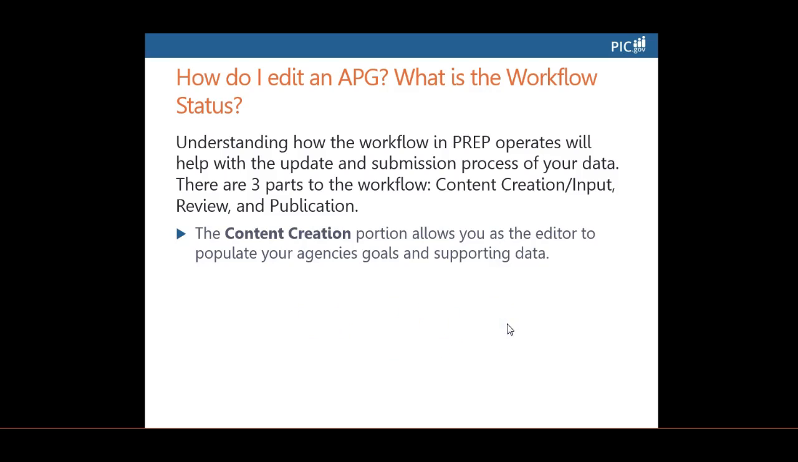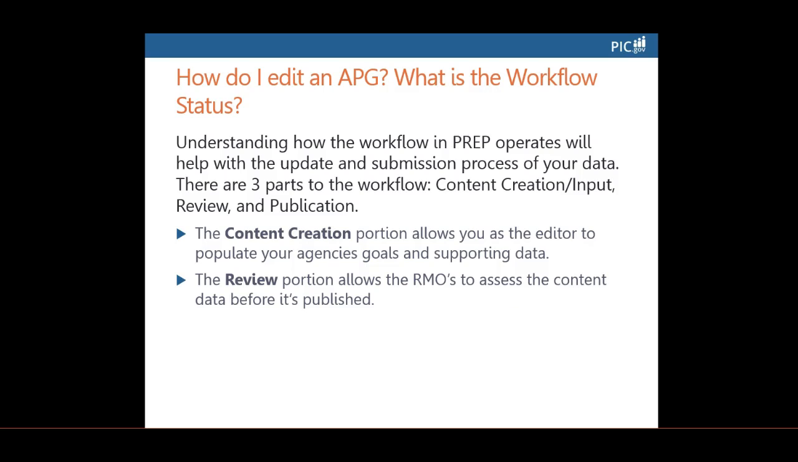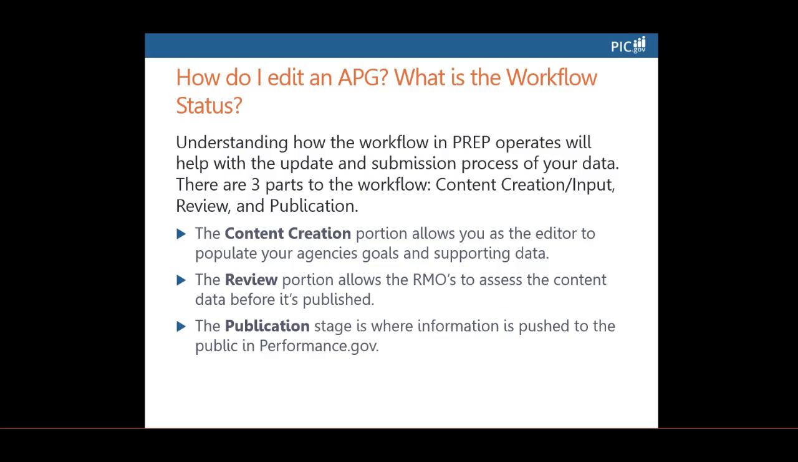The content creation portion allows you as the editor to populate your agency's goals and supporting data. The review portion allows the RMOs to assess the content data before it's published. The publication stage is where information is published to the performance.gov site and viewable by the public.